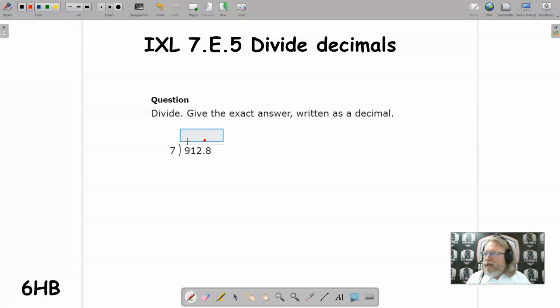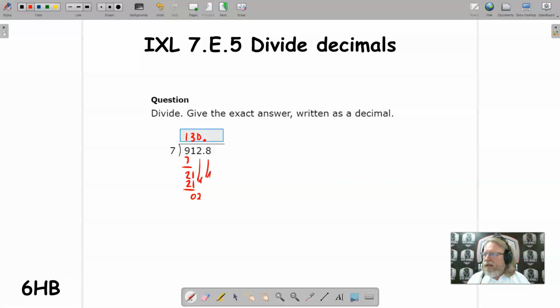So 7 will go into 9 once, and 1 times 7 is 7. Let's go ahead and do our subtraction. That is 2. Let's bring down the next number. And 7 will go into 21 3 times. 3 times 7 is 21. So that's going to be 0. Let's bring down the 2. And then 7 will not go into 2, so we're just going to put a 0 there. Can't fit any 7s into 2.